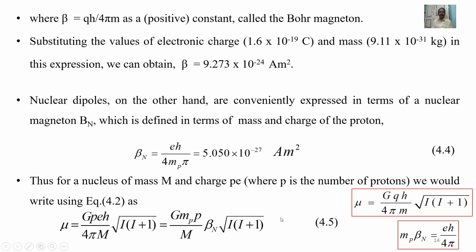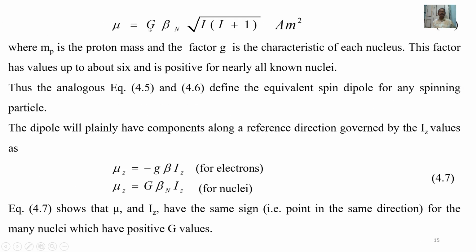We can write, instead of q, Pe. All the other terms are similar. Substituting this one, m p beta n, which is equal to eh by 4 pi, we will have G m p P divided by capital M times beta n times root of I into I plus 1. So here mu equals G beta n root of I into I plus 1 ampere meter square, where m p is the proton mass and the factor G is characteristic of each nucleus. So this must be capital G. There is a mistake here.